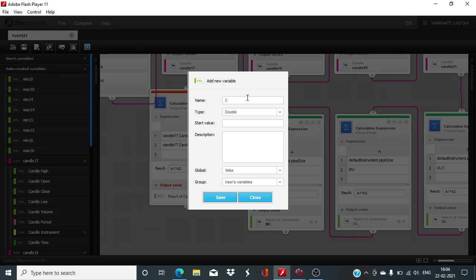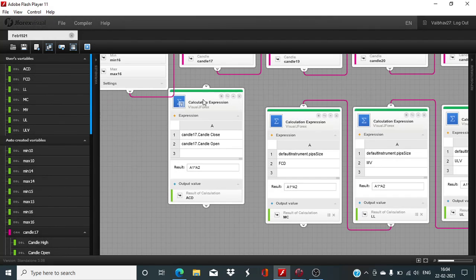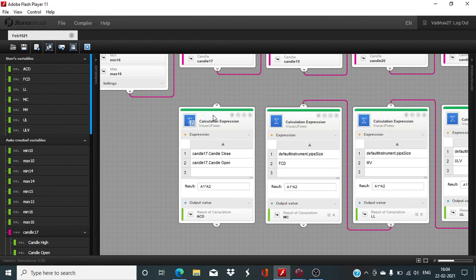And result of the calculation, candle open, what we will name it, we will name it actual candle difference. Okay, so we got this.